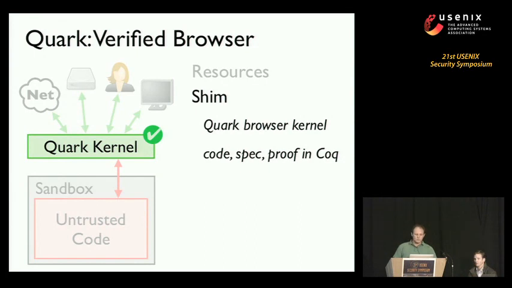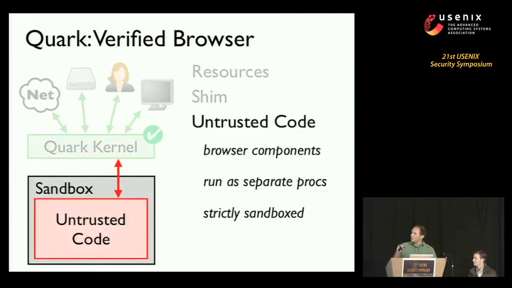Once we have the browser kernel, the next thing we do is figure out how to split apart untrusted code into browser components. Now in our architecture, those components all run as separate sandbox processes, and their capabilities are severely limited. In particular, all they're able to do is talk to the kernel over a pipe. They can't make arbitrary system calls, they can't open new sockets, they can't read and write the file system. They can talk to the kernel over a pipe. That's it.